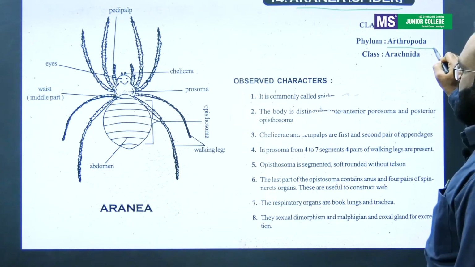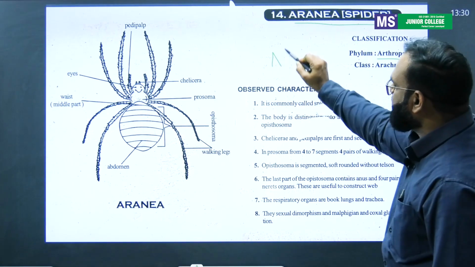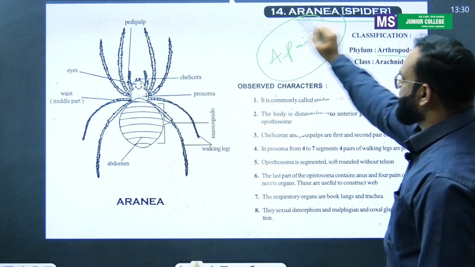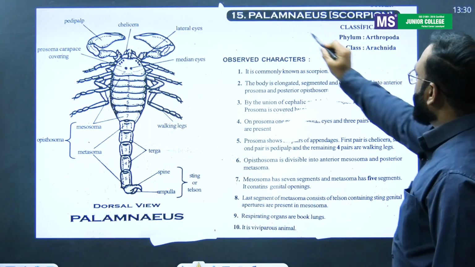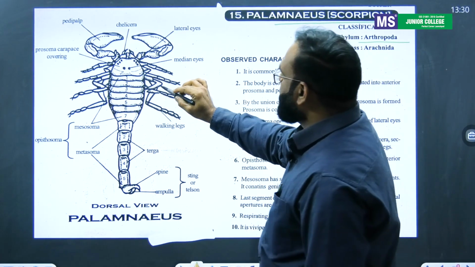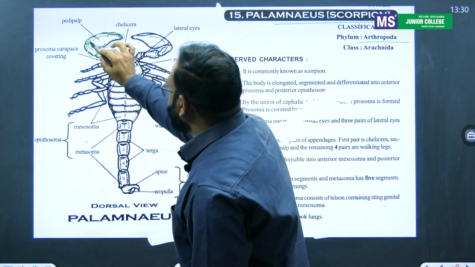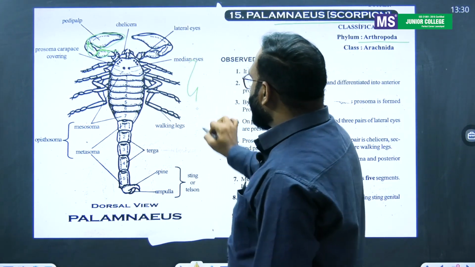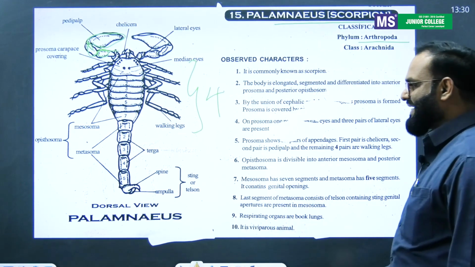Aranea, spider, phylum Arthropoda. 4 pairs of legs are present. Very important point, students. Palamnaeus, scorpion, phylum Arthropoda. Antennae are absent. Pedipalps are present, students. Pedipalps, very important point. Again, 4 pairs of walking legs are present.